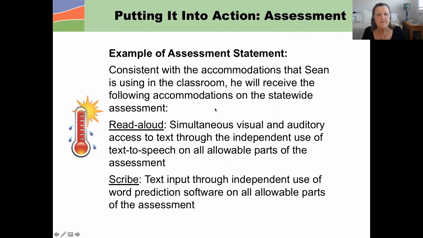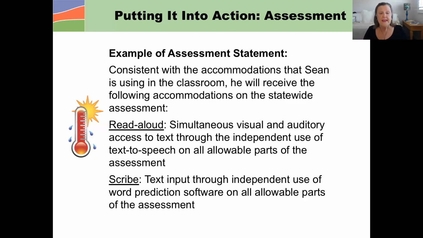He will receive the following accommodations on the assessment. He will have read aloud, but it doesn't just say read aloud. It talks about what it is. Simultaneous visual and auditory access to text through independent use. So we're not talking about somebody reading to him. Independent use of text to speech on all allowable parts of the assessment. Of course, we all know that we roll our eyes at the allowable parts, but it's real and we do the best we can and also work toward change.